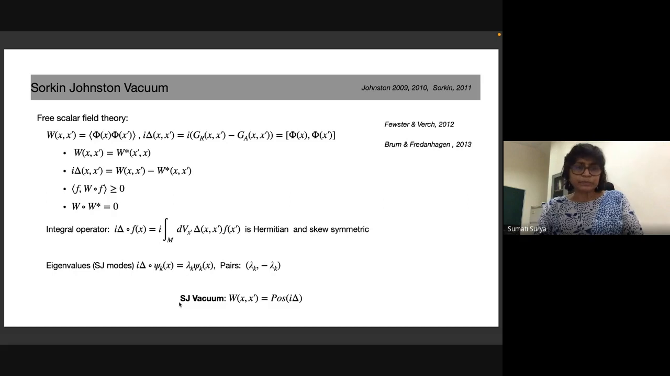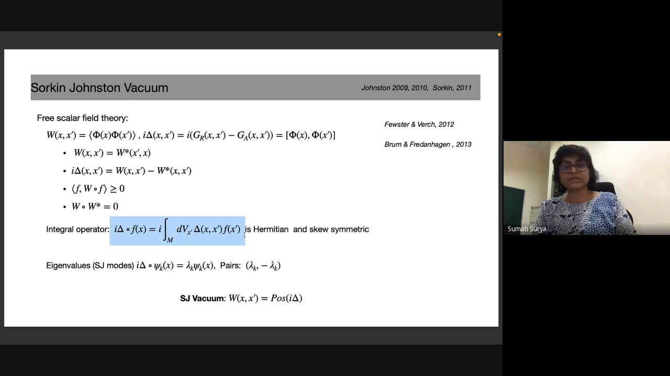So the idea is that, again, you want to go back to this thing that you don't need spatial hypersurfaces. You don't need Cauchy hypersurfaces to define concepts of the vacuum, but instead you focus on the Wightman function as well as the Pauli-Jordan operator. And to cut a long story short, you go to this Pauli-Jordan operator, and you notice that it is Hermitian and skew symmetric.